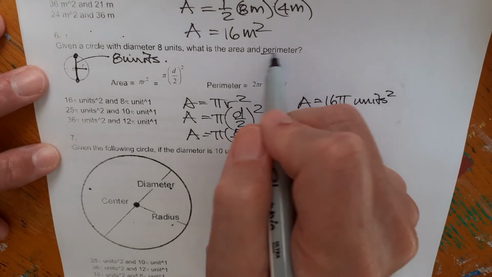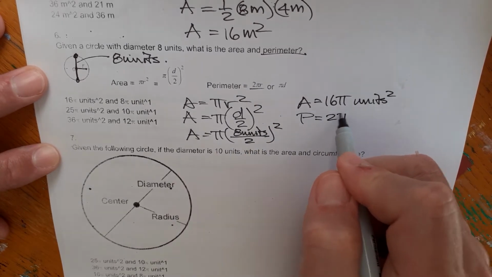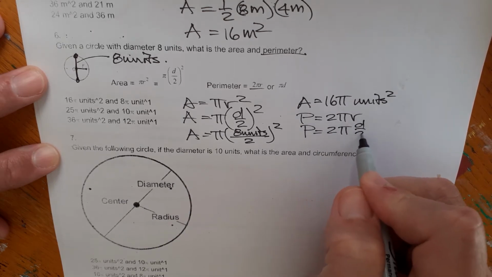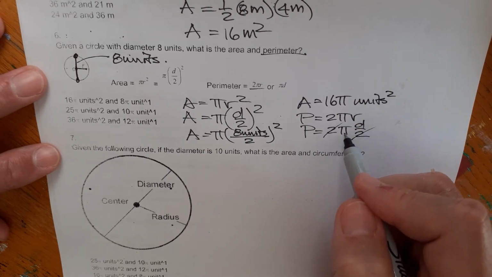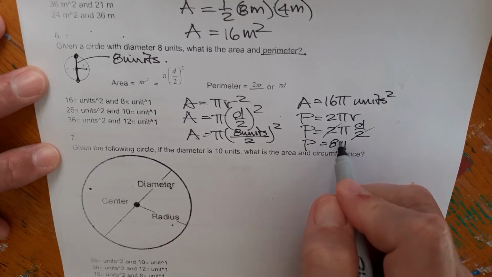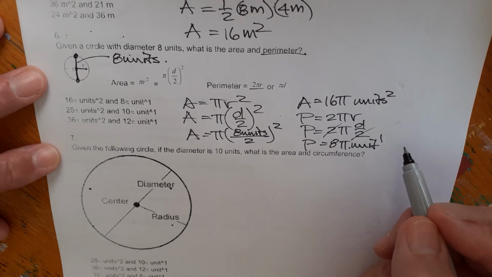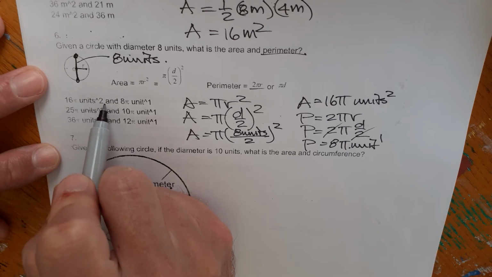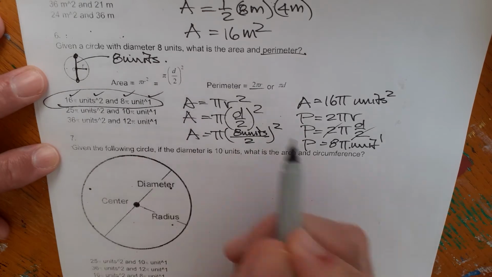They also ask for perimeter. Perimeter is 2 pi r. So P equals 2 pi r. Again, we don't have an r, we have a d. So P equals 2 pi d over 2. Well, the 2's cancel, and we're left with d pi, or pi d. So perimeter equals, the diameter is 8, 8 pi. And this would be to the unit 1 power, or just unit, we would say. So looks like 16 pi units squared, 8 pi unit to 1. I like this right here. All this matches up with what we just calculated.